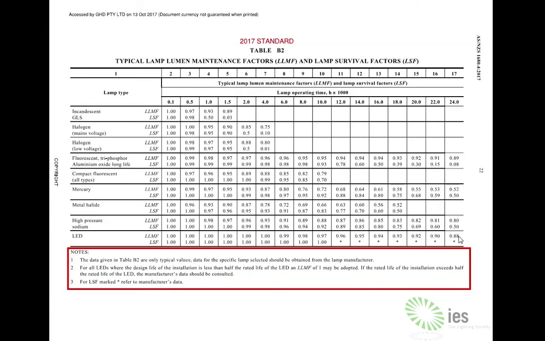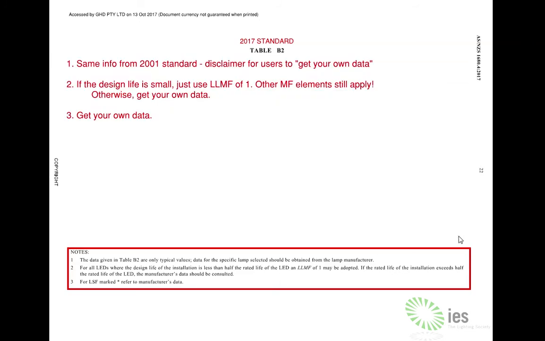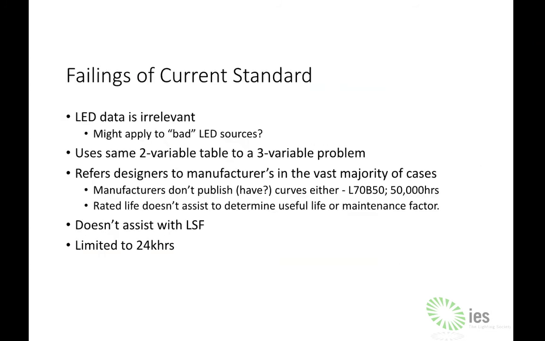Like 0.88 at 24,000 hours, is that a good source? Is that a bad source? Generally, it's a bad source. That's how I see it. Maybe it's just to make it so only the bad LEDs get applied to that, and when you get your own data, you only apply it to the good LEDs. But it still uses the same 2-variable table to a 3-variable problem, and it doesn't use the same 3 variables that I've identified are required.